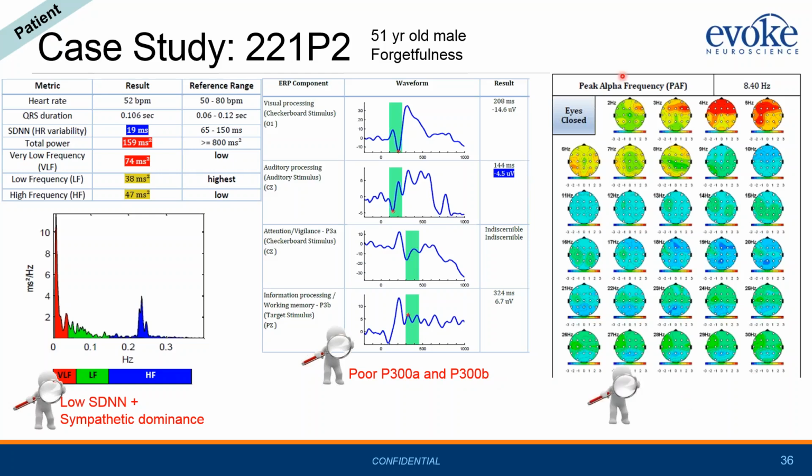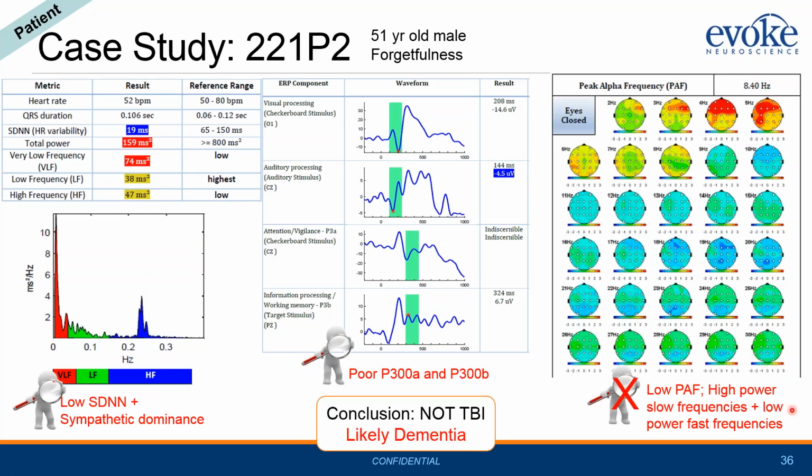And when I look at their head maps, I'm seeing something different again. Looks like they have high power in their slow frequencies, but it's pretty diffuse everywhere. And then they have low power in these fast frequencies, which is also pretty diffuse. And I'll note they also have a really low peak alpha frequency. So overall, these head maps don't match our biomarkers for TBI. And my conclusion is that this could be dementia. Now, if you're confused on our biomarkers for dementia, you can also refer to our Lunch and Learn on memory loss.